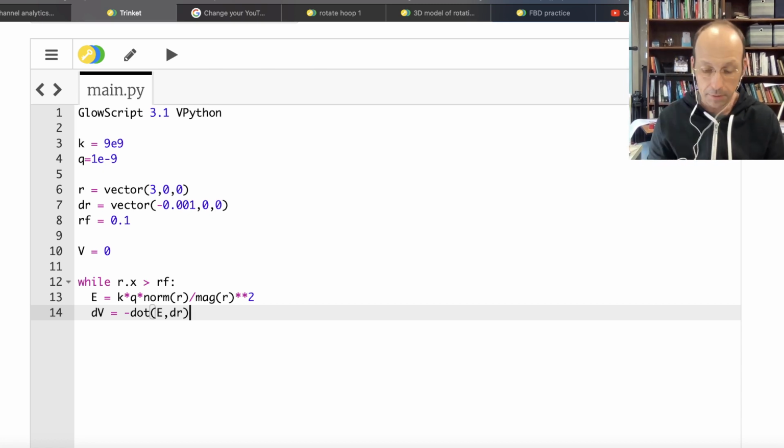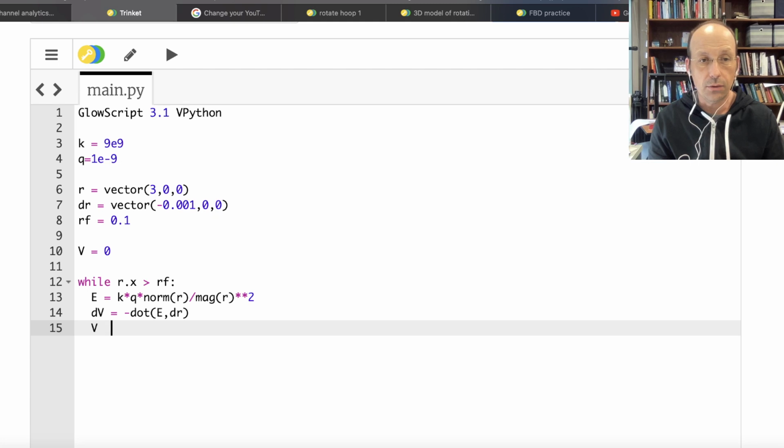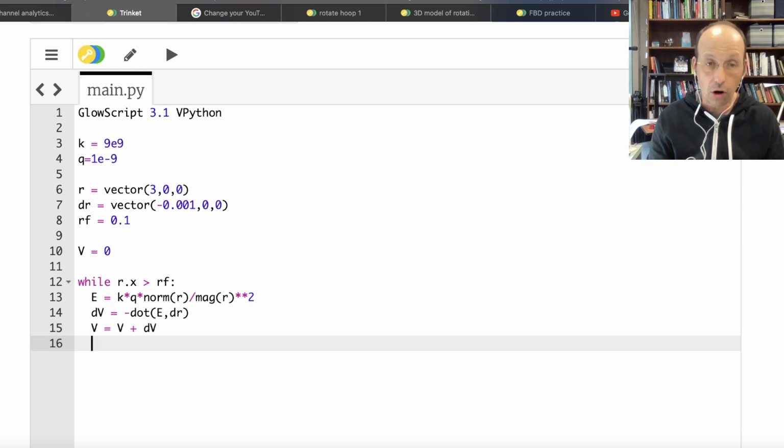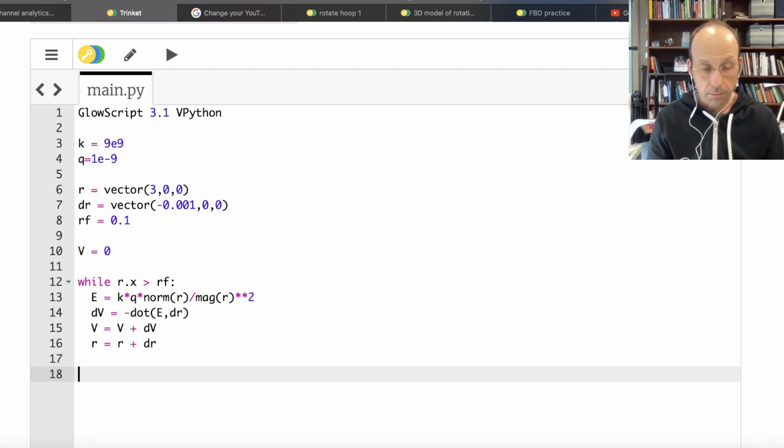Now I can add that to my potential, so I can say v equals v plus dv. This is Python telling it, hey, take that value of dv, take the value of v, which starts off at 0, add those two together, and make that the new v. So this updates the value of v. The equal sign in Python is not an algebraic equal sign, so don't think that the v's cancel. They don't cancel. Now I need to move my position, my r value, so I can say r equals r plus dr. So it's going to move it more to the left. And that's it, right?